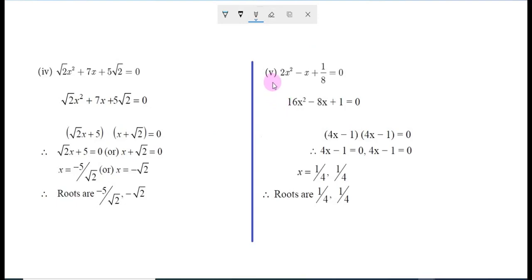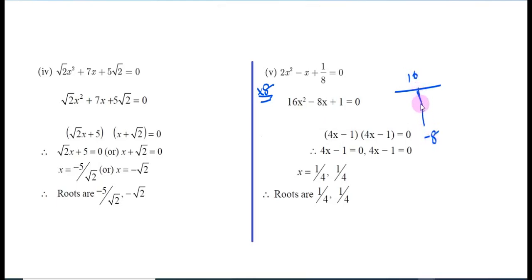Now subdivision 5. 2x square minus x plus 1 by 8 equal to 0. Here the denominator is 8, so multiply by 8. So 2 into 8, 16x square, minus 8x, plus 1 by 8 into 8, where 8 cancels, so that is 1. So here we should multiply by 8. Understood? Okay, now apply the T method. Multiply means we need 16, add means we need minus 8.